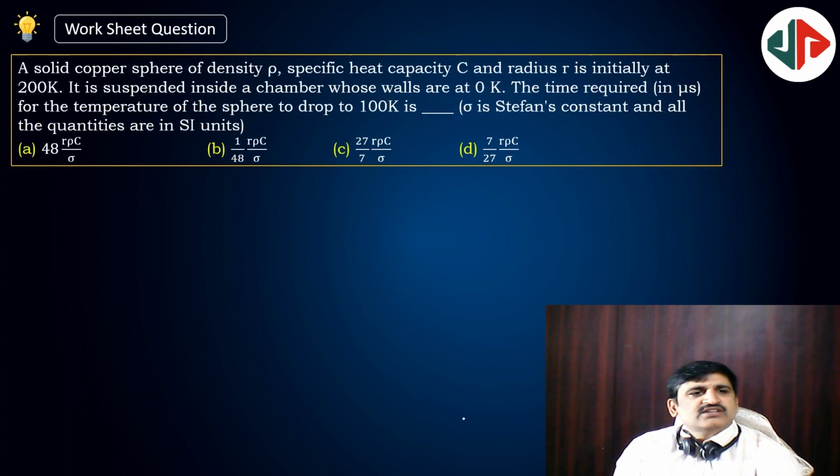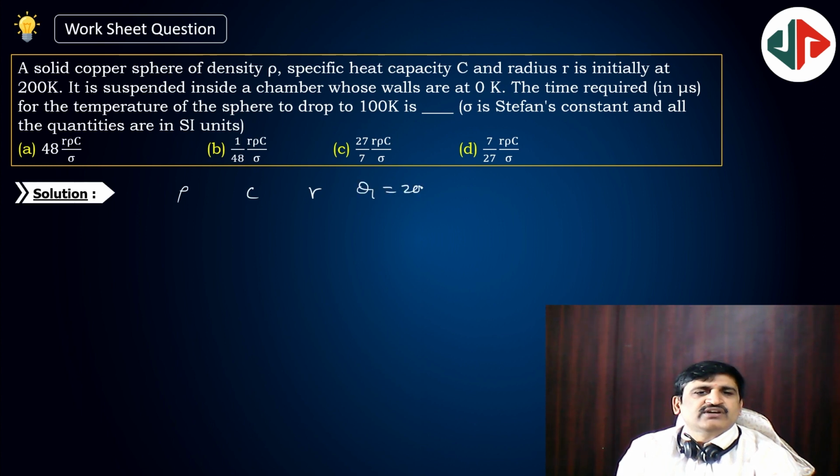Next, a solid copper sphere of density rho, specific heat C and radius R is initially at theta 1 equal to 200 Kelvin. It is suspended inside a chamber whose walls are at 0 degrees Celsius, theta 2 equal to 0 degrees Celsius. The time required for the temperature of the sphere to drop by 100 Kelvin, time T, is equal to how much?